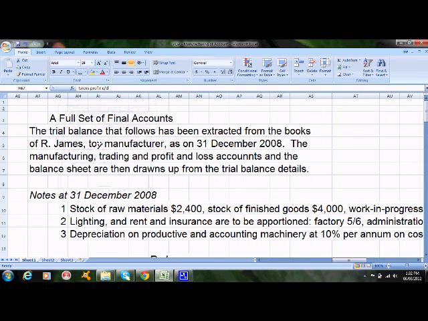Now, friends, we're going to look at a full set of final accounts. The trial balance that follows has been extracted from the books of R. James, toy manufacturer, as on the 31st December 2008. The manufacturing, trading and profit and loss accounts and the balance sheet are then drawn up from the trial balance details.